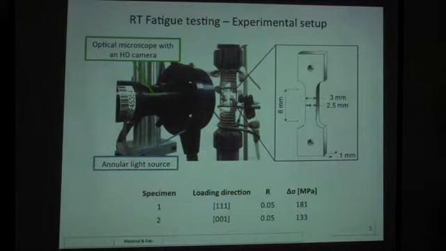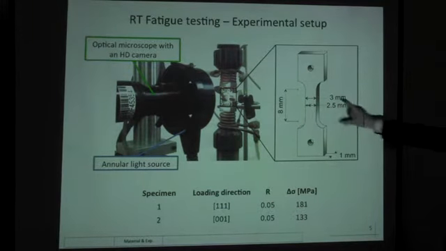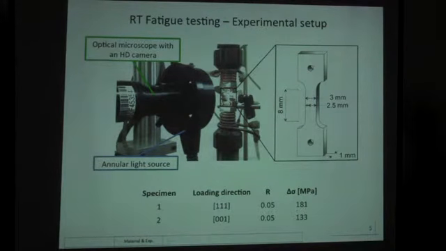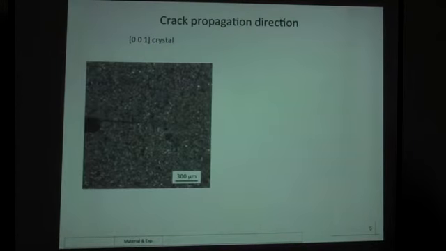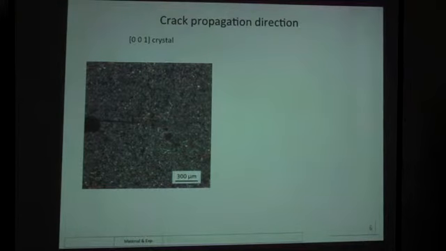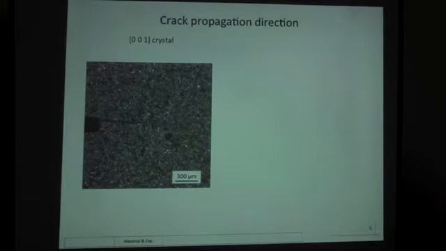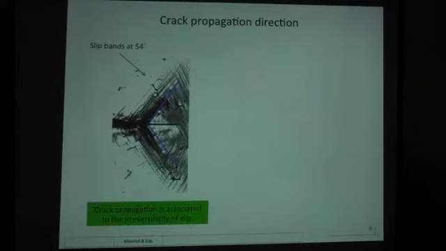This is the kind of setup that was adopted in Urbana-Champaign, with a small specimen with a length of 8 mm and a width of 3 mm, with an initial notch of 0.5 mm. The specimen is prepared with a speckle. You see the 001 crystal, and these are the slip bands that we have on this single crystal, and the crack propagation plane when the specimen is loaded in tension is along the horizontal direction.